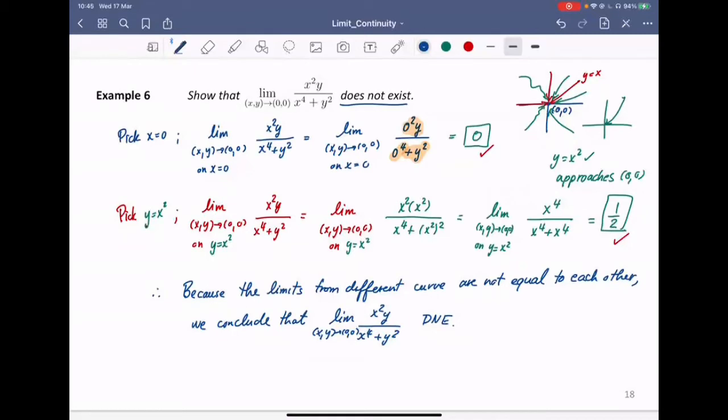If it does not work, if you feel like there's no way to factor or use a conjugate, you can try to pick lines. If you keep picking lines and you get the same number all the time, maybe the limit exists, but you just missed something. But if you pick a few different lines and you see the limits are different, so you find a pair where the limits are actually distinct, that means the limit does not exist.